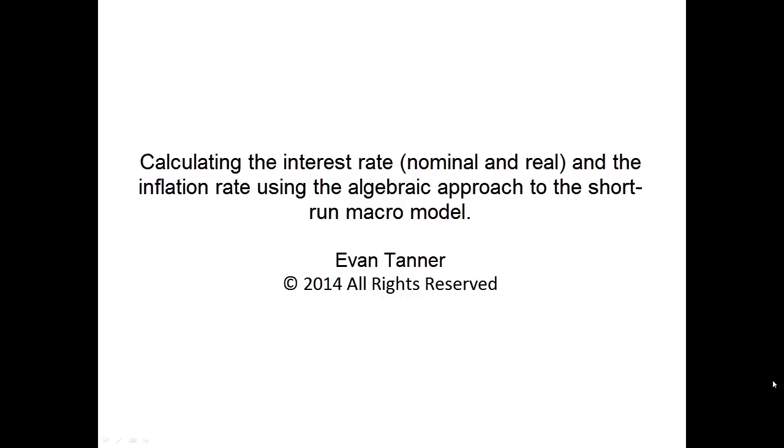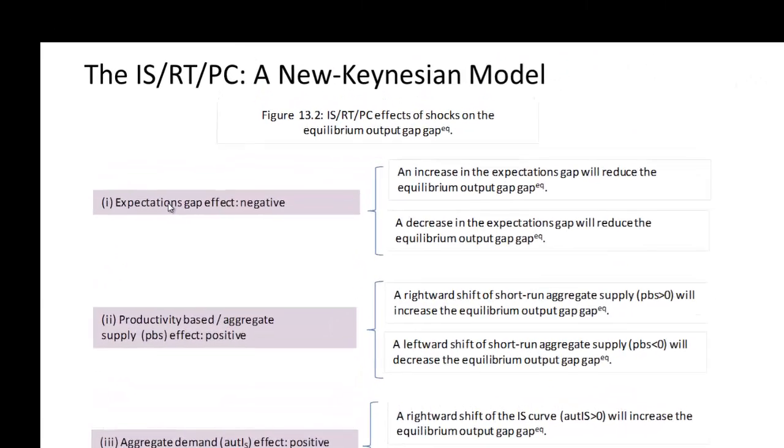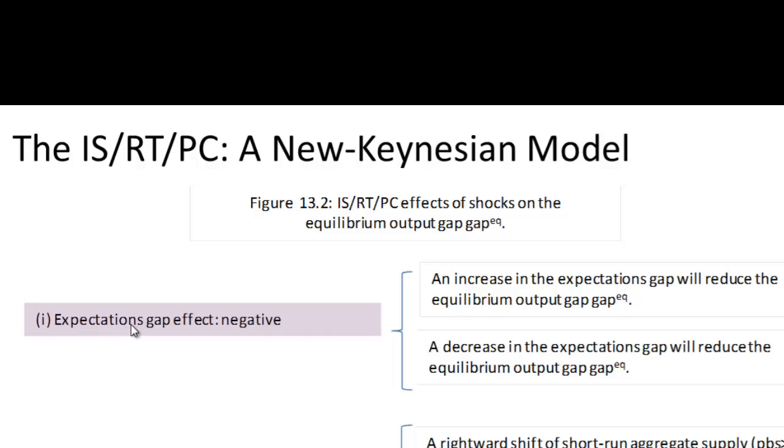Hello, this video continues our lesson on how to use the short-run New Keynesian model to obtain numerical results. In the previous video, we learned about how shocks of different kinds affected the equilibrium output gap. We learned that there's a negative relationship between the expectations gap of inflation and the output gap.